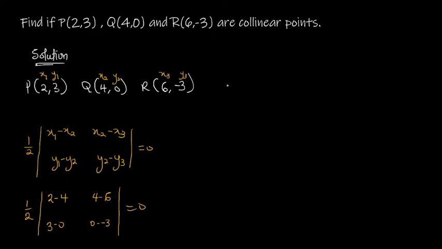So this will be equal to, I have my half outside the bracket, then 2 minus 4 will give me a -2, then 4 minus 6 will give me a -2, then I have 3 minus 0 will give me 3, and 0 minus 3 will become +3. So I have 3 here, is equal to 0.